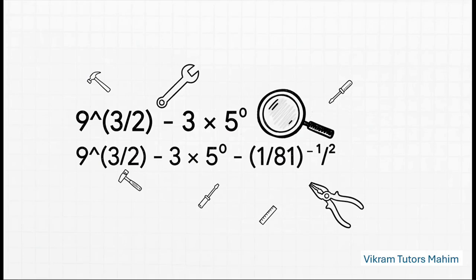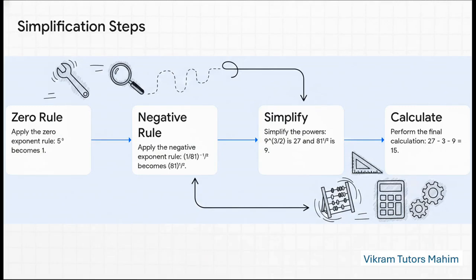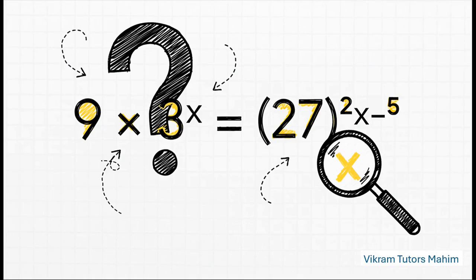Okay, let's put this toolkit to work. We're going to tackle this problem right here. We just go step by step, use our rules one at a time, and look how neatly it all simplifies. But we can also solve puzzles for an unknown x. This is where things get really powerful.